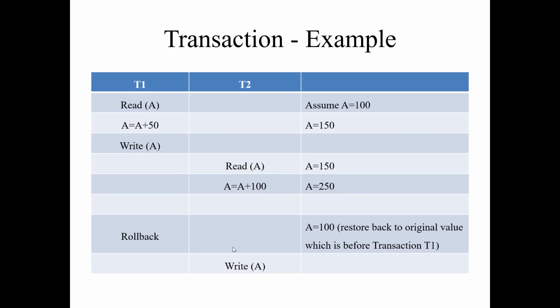Before going to this write operation, a rollback operation is performed. A is equal to 100, restored back to the original value, which is before transaction T1. Finally, we write the transaction 2 of A operation.